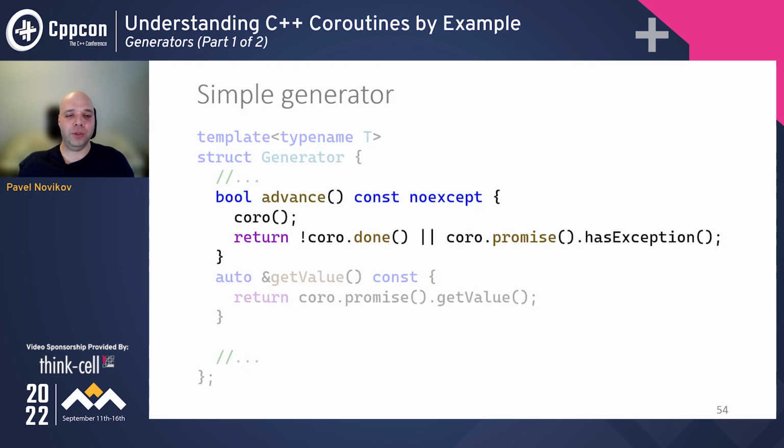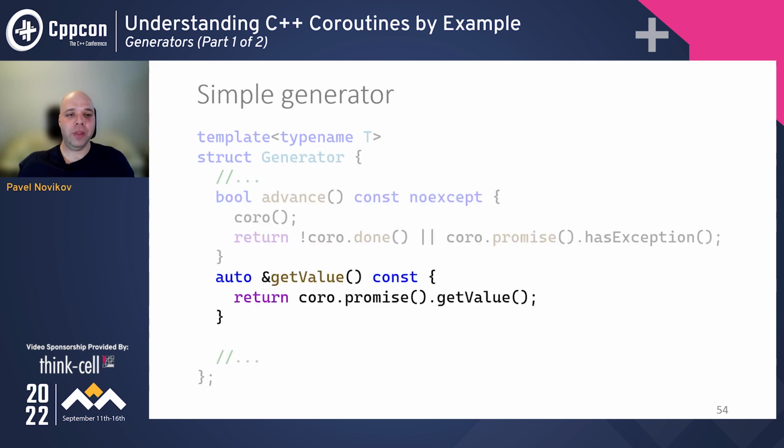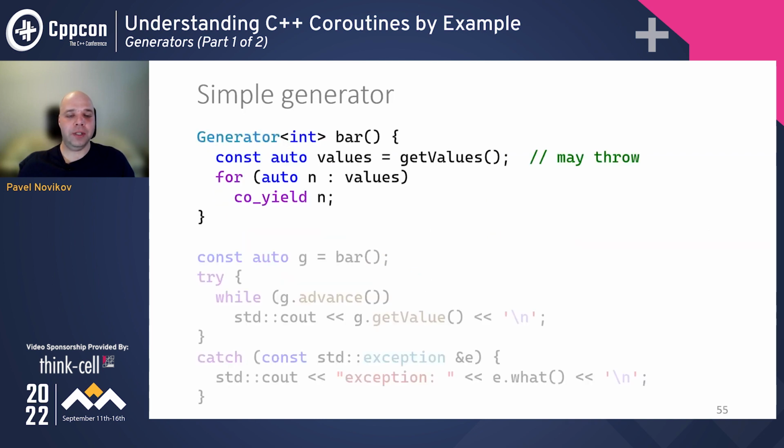Inside advance, we resume the coroutine and then check if the coroutine is not done, or if we have an exception. In that case, we can call get value, and get value just returns the reference from our convenient function called on the promise. So, of course, the precondition for the get value function in the generator is that we must call advance in advance. And here is how it looks in practice.